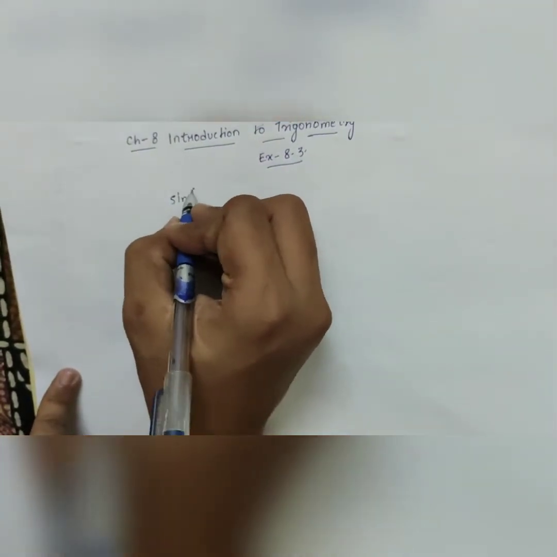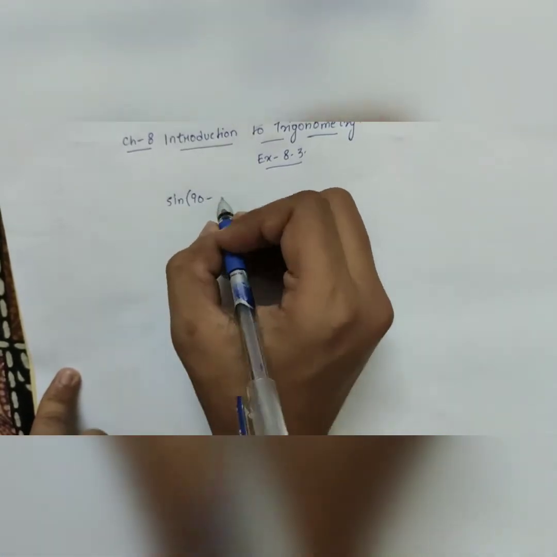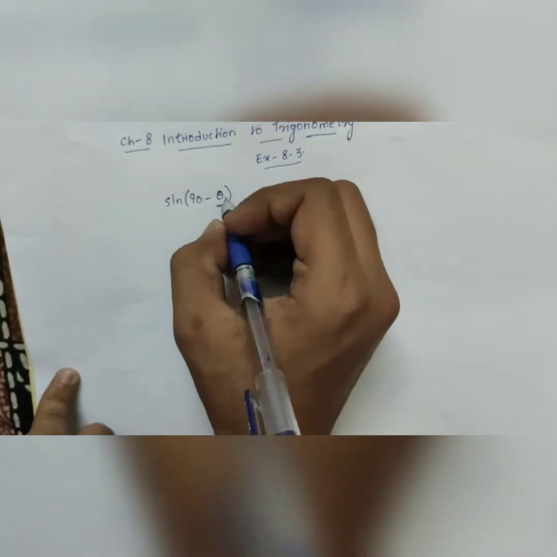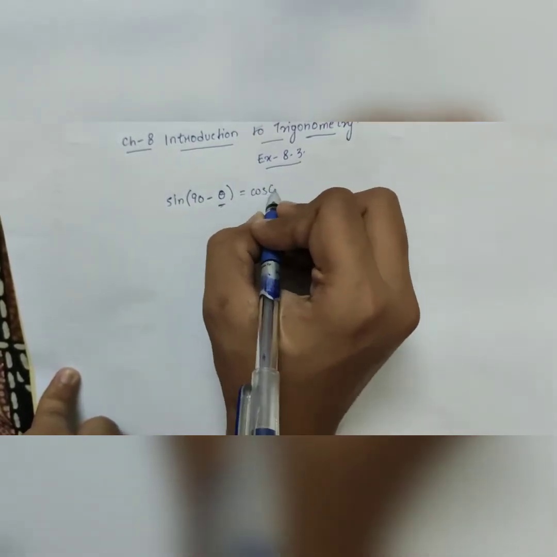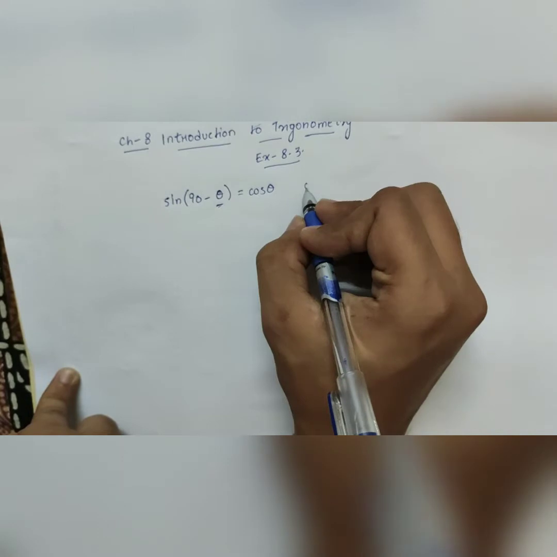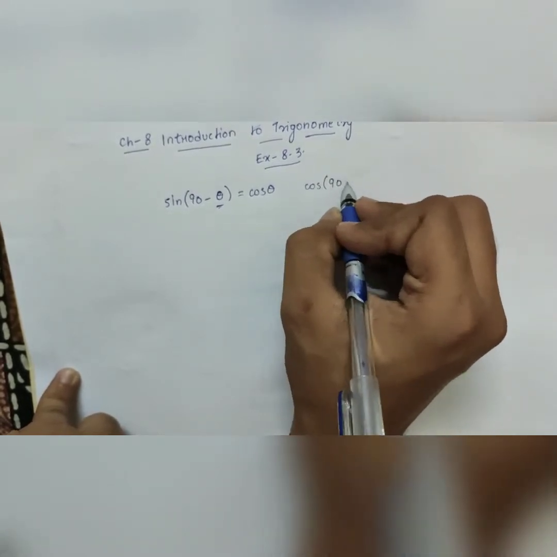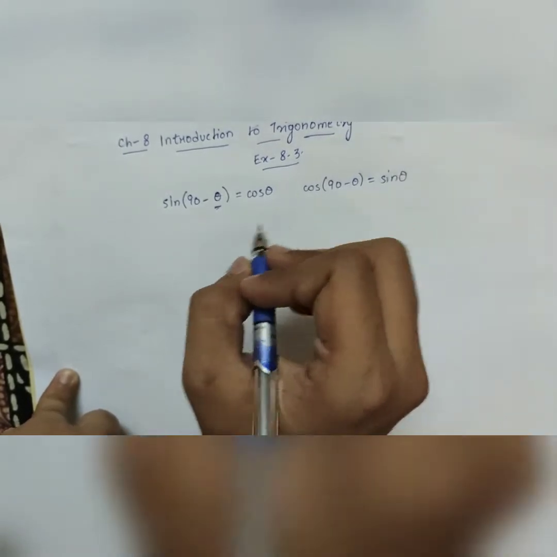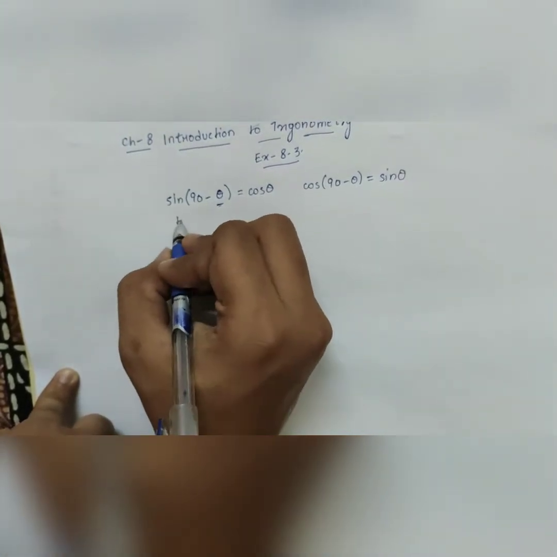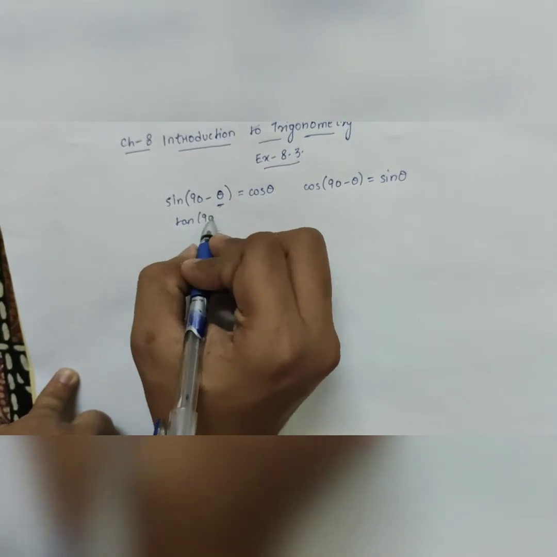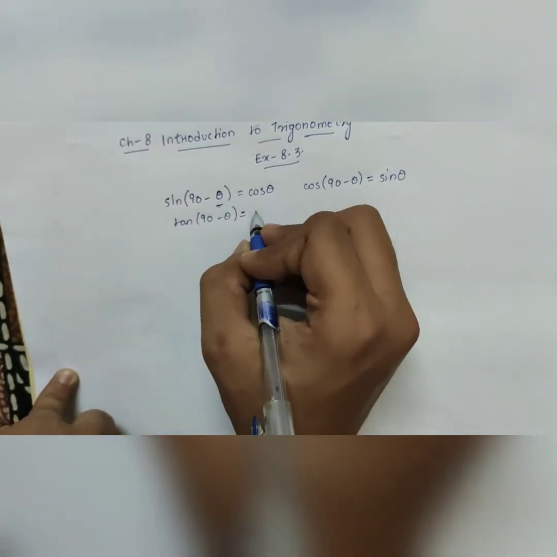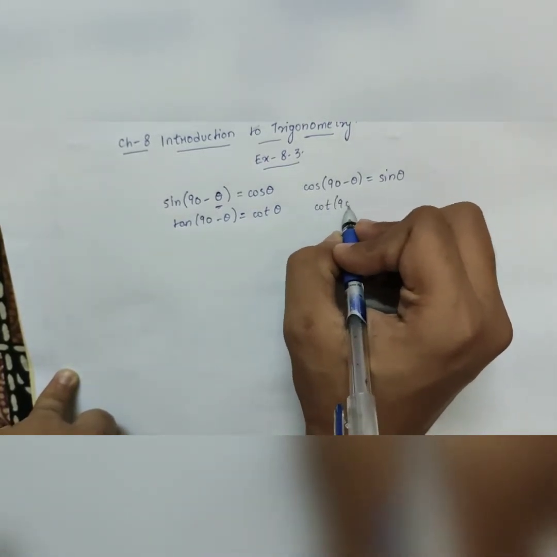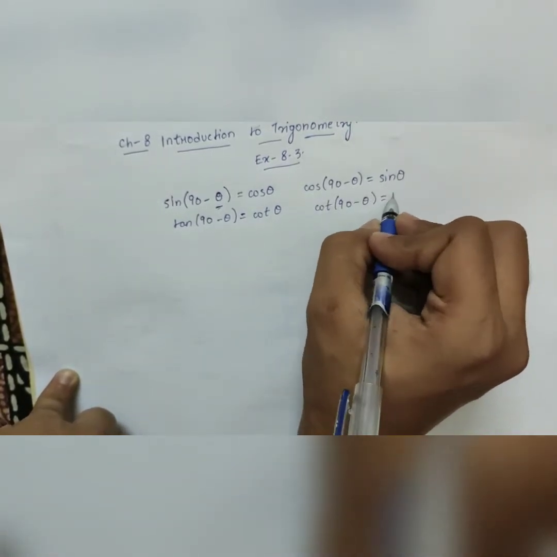sin(90 minus theta), or any angle you can take, I'm representing any angle as theta, is equal to cos theta. Similarly, cos(90 minus theta) is equal to sin theta. Tan(90 minus theta) is equal to cot theta, and cot(90 minus theta) is equal to tan theta.